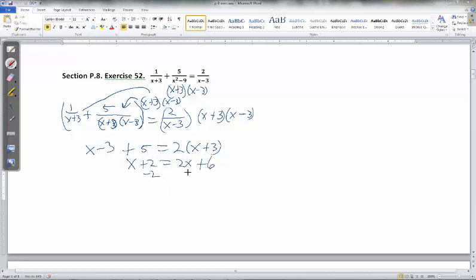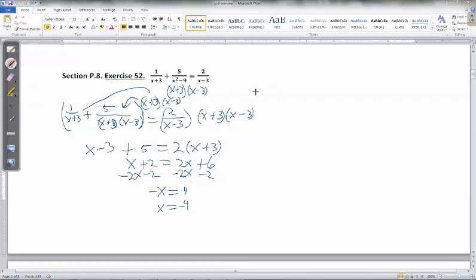So move the 2, move the 2x, have negative x equal 4, so x equals negative 4. And that's fine as a solution. The only numbers that would have given me problems would have been if I would have got positive 3 or negative 3 as my answers. Since I didn't get those, this should be fine as a solution if I did all my work correctly.